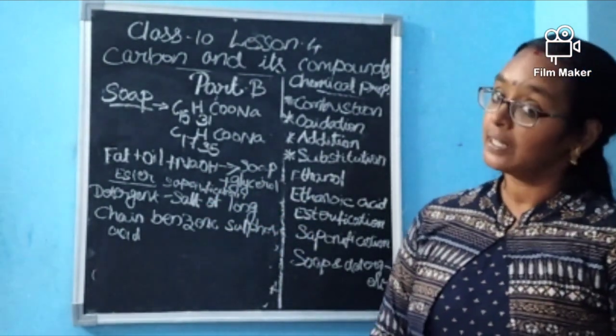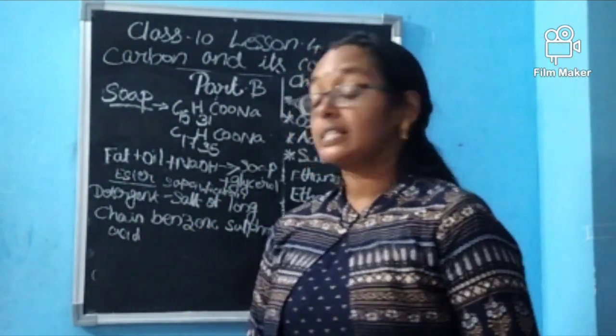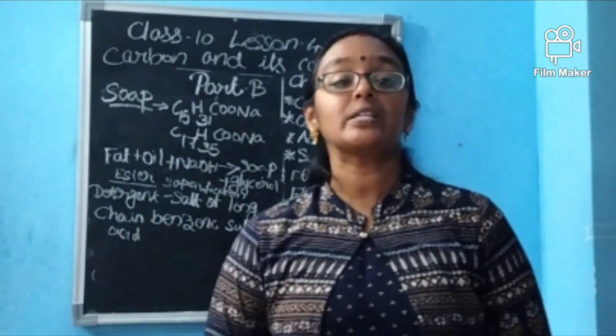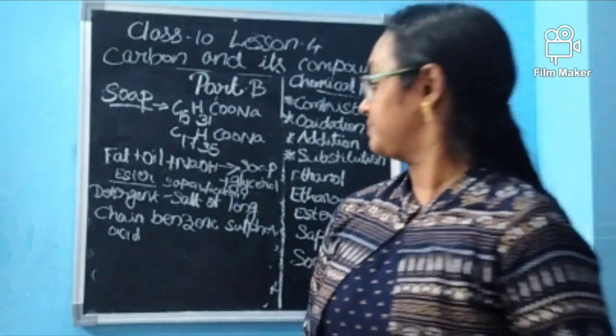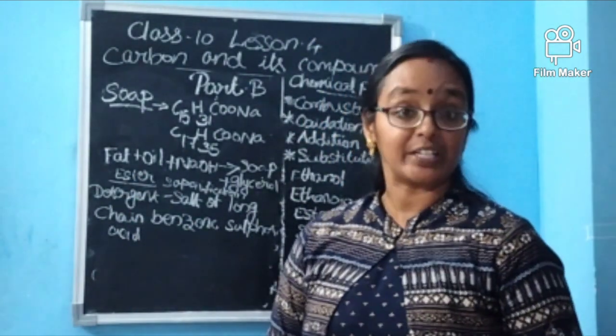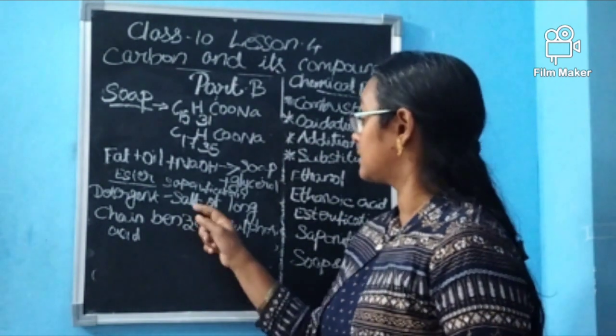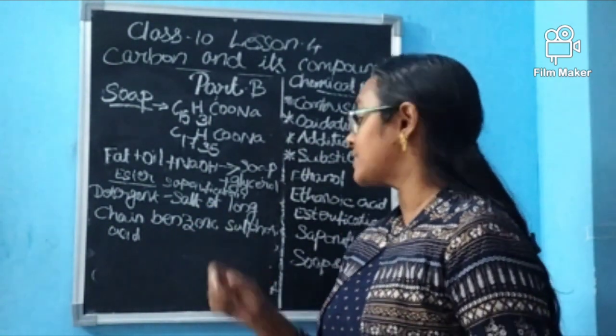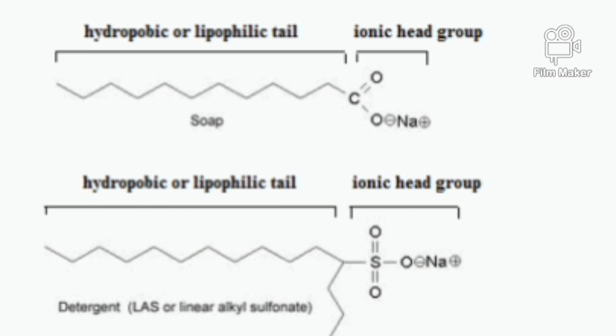Soap as well as glycerol. This type of reaction is called saponification reaction. Then moving forward, detergents. Detergents are nothing other than a salt of long chain benzene sulfonic acid. You just have to learn how the detergents are formed.